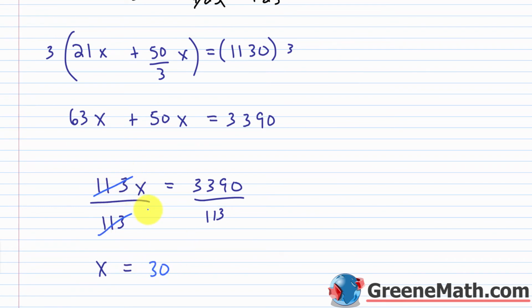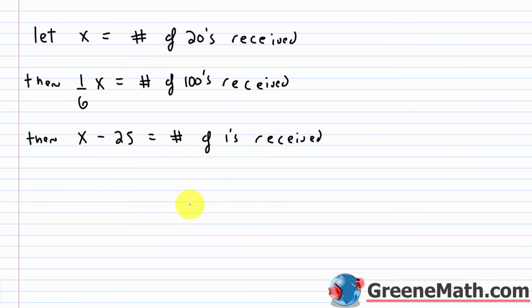Okay, this cancels with this, and we got 30. Again, we're working with a word problem, so let's make sense of this. If x is the number of $20 bills received, and x equals 30, then I know I got 30 of these. And again, if you want to just check things, 30 times 20 would be 600. So the value from the 20s would be $600.